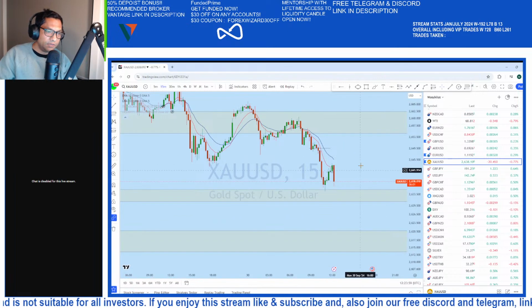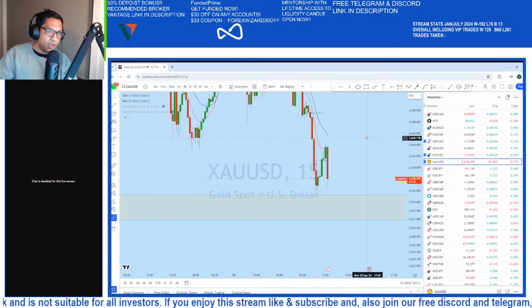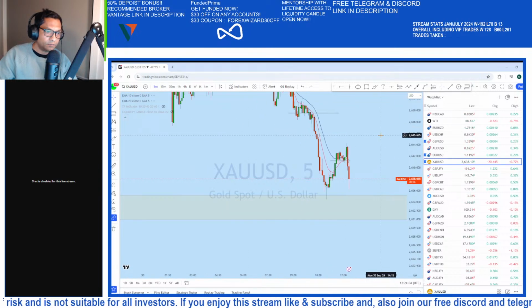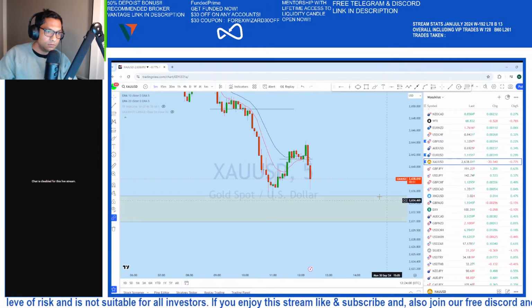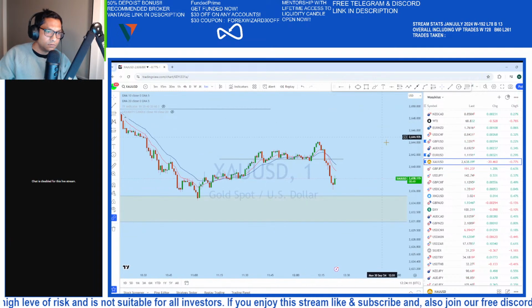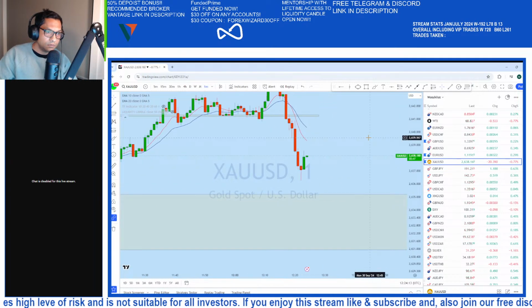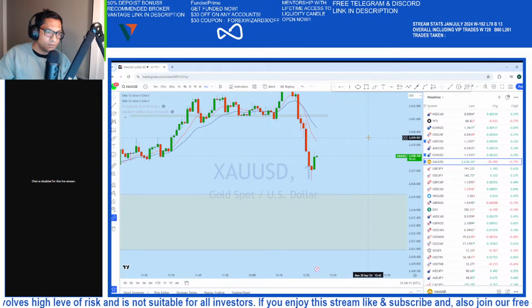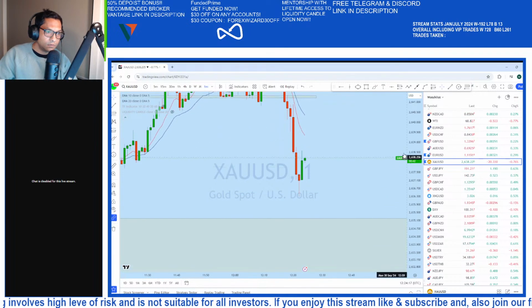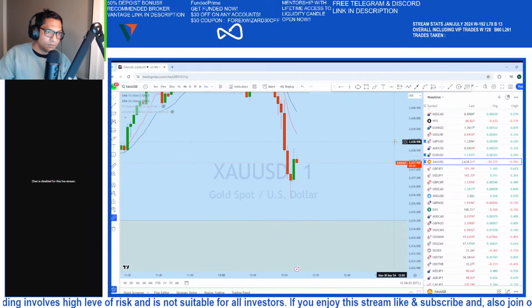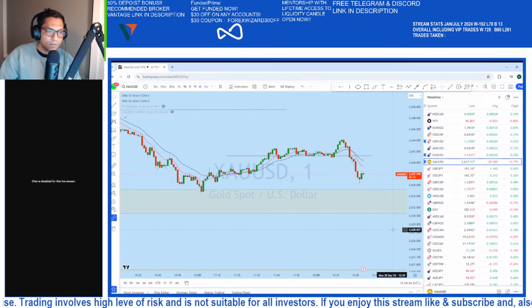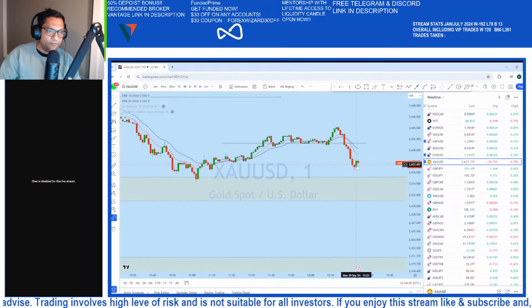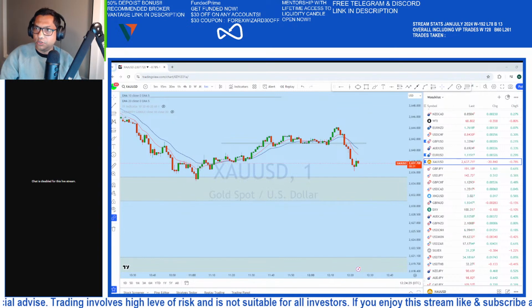We can see a massive drop here in that area, and with that drop, I'm waiting for the market to break below to see where it is heading. Let's see where it is heading.